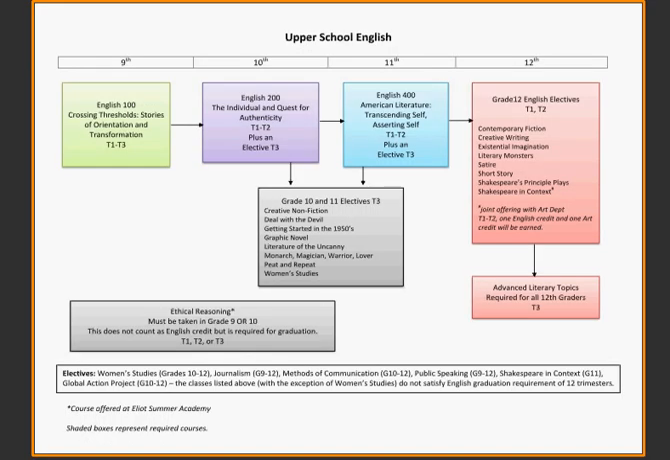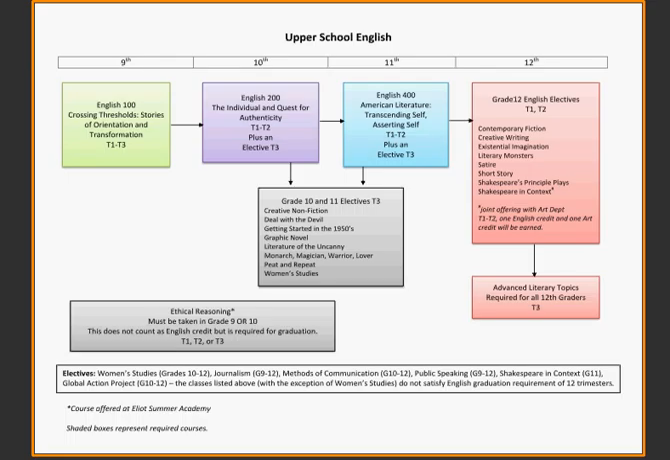Now here's one of these flow charts that I was talking about. This is for our English department, and you can see it's broken down by grade level. So we are focusing on that 11th grade column, the light blue box and then the gray box below that shows electives. All rising 11th graders will register for English 400, American Literature, Transcending Self, Asserting Self, T1 and T2, and then choose one elective for T3 from the grade 10 and 11 elective list. There are no specially designated AP English courses. All juniors are invited to take the AP exam at the end of grade 11 after attending several review sessions.